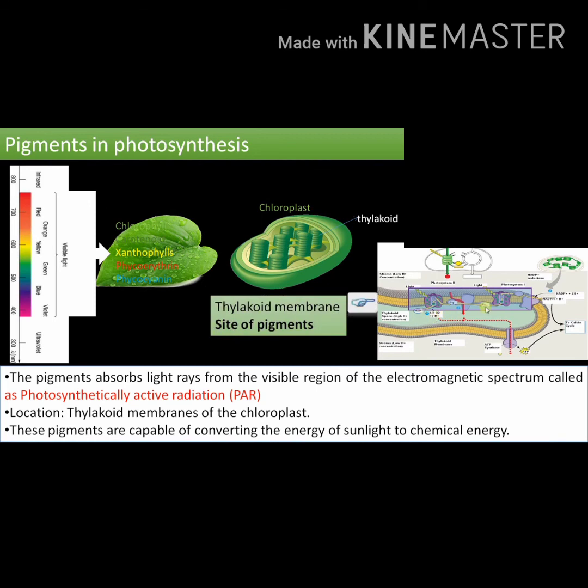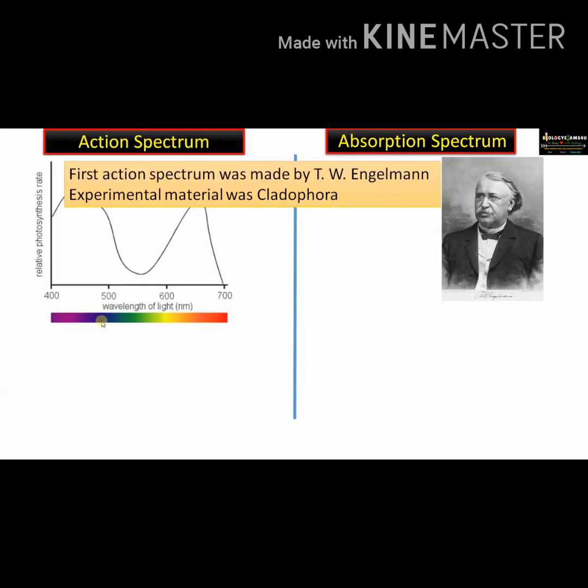The rate of absorption of sunlight by these pigments varies from one to another. There are 7 different components in the visible spectrum: violet, indigo, blue, green, yellow, orange and red. Based on the rate of absorption of sunlight and also the rate of photosynthesis in that light, there are 2 types of spectrum: action spectrum and absorption spectrum.